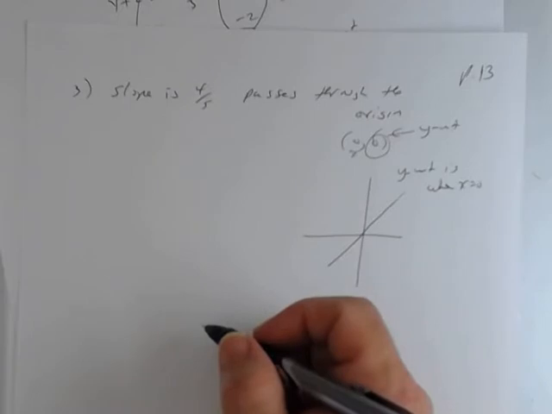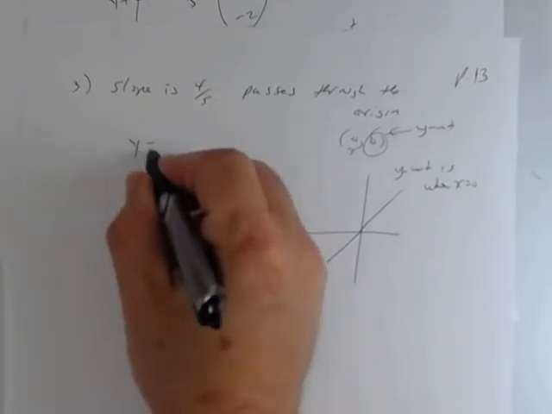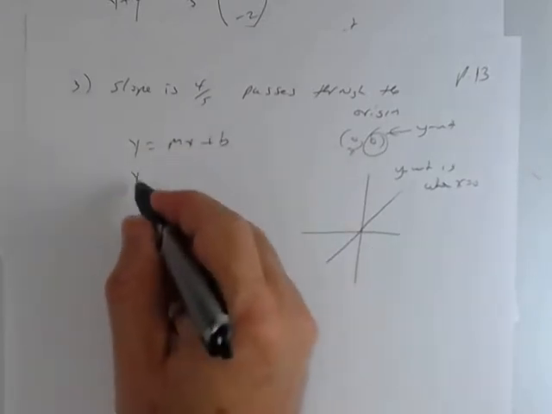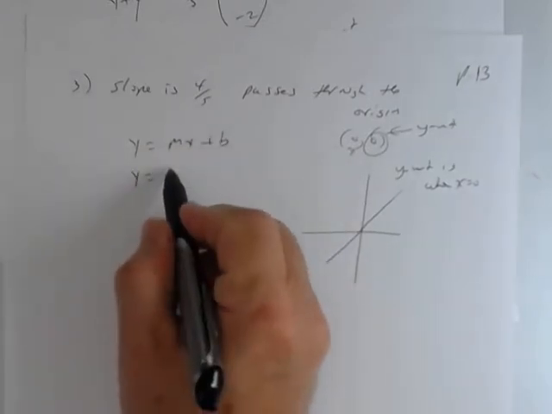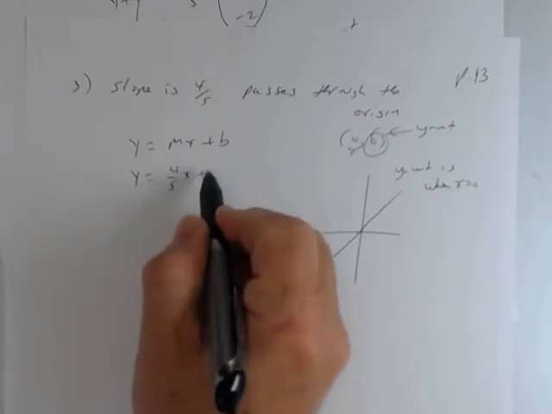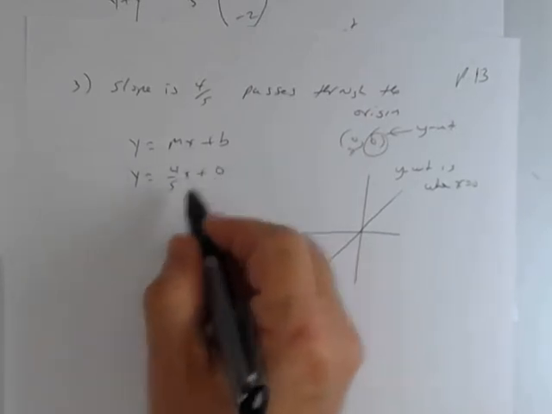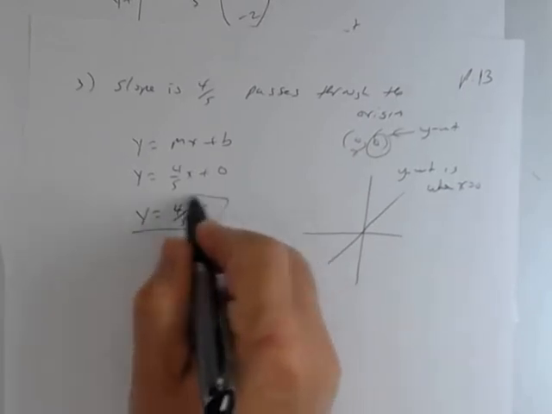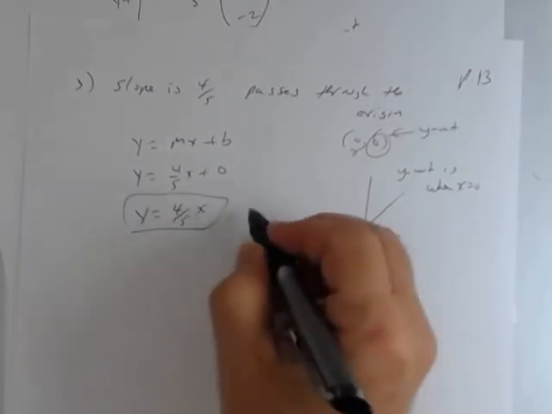So right away, I can go directly to slope-intercept form. y equals m x plus b. What's m? 4/5 x plus b, and what's b? 0, and then that just becomes what? 4/5 x. So that would be your answer in slope-intercept form.